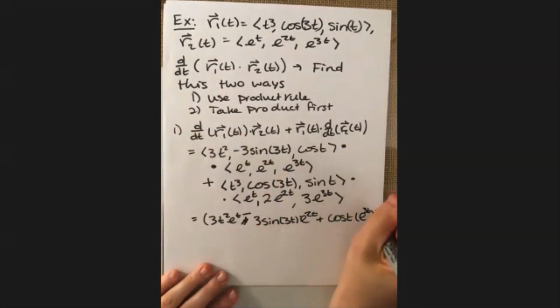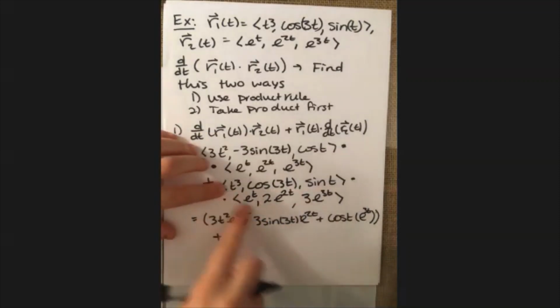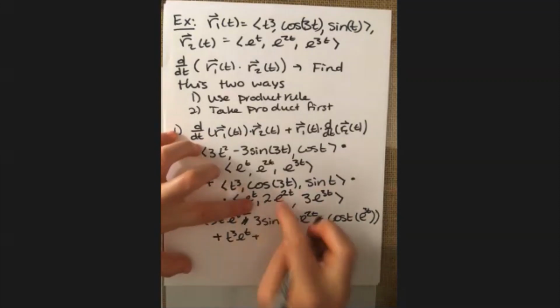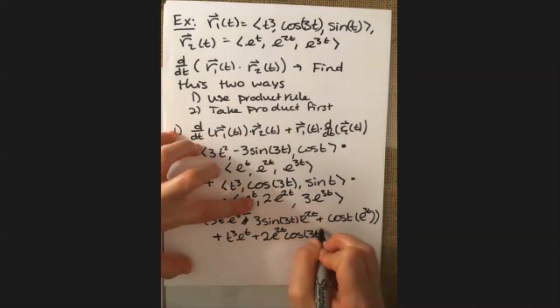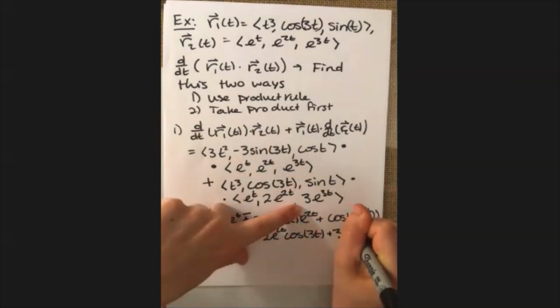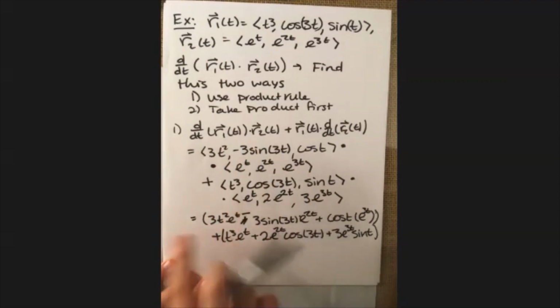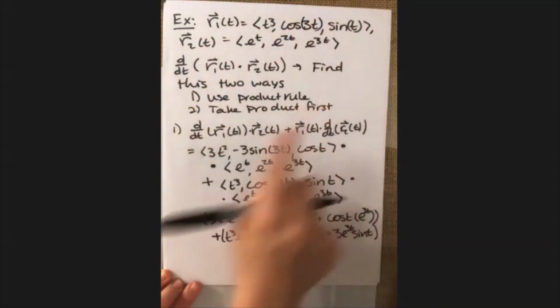And then for our second dot product, we are now going to add to this t cubed times e to the t, and then plus, I'm going to get 2e to the 2t cosine of 3t, and then finally, those two components match up, we get 3e to the 3t sine of t. So that's these two guys added together. And so that's this first way of doing the derivative of a dot product, where we use that product rule like so.